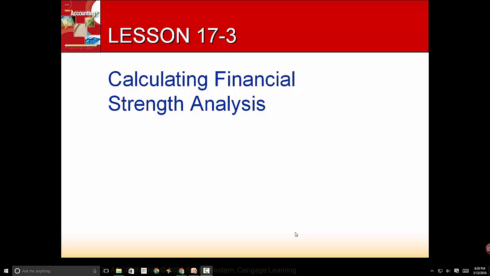Section 17.3 deals with calculating financial strength analysis. Basically, a business needs to have adequate capital in order to succeed and to thrive. When we take a look at it, a business can get capital from two different sources: the owner's investment and retained earnings, or from loans.